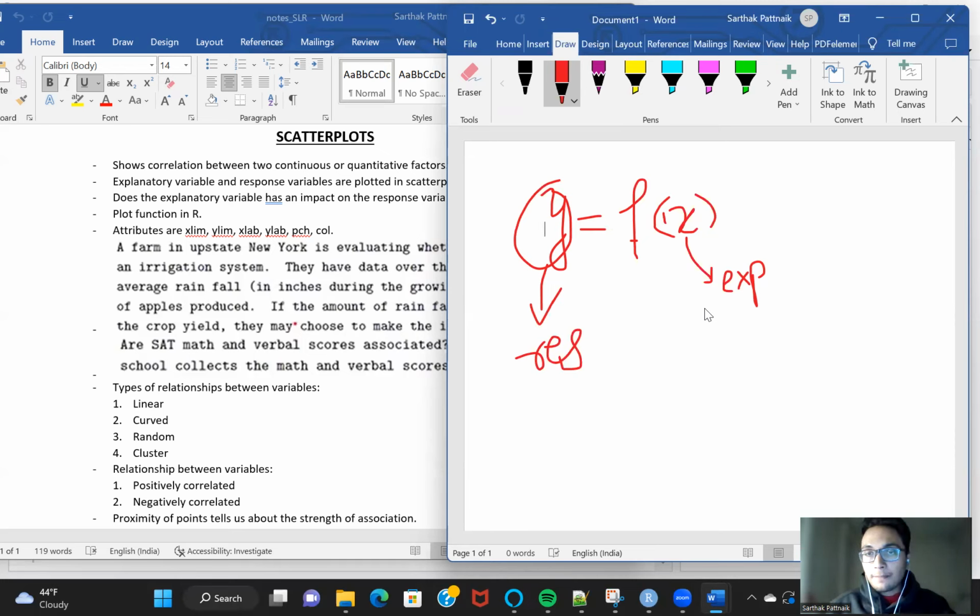So let me reiterate. The variable that exists independently is called the explanatory variable because it explains the nature of the other variable. And the variable that is dependent on the explanatory variable is called the response variable. So the goal of scatterplots is to show how the two continuous variables are related. Are they even related? And if they are related, how are they related? That's what a scatterplot shows us.